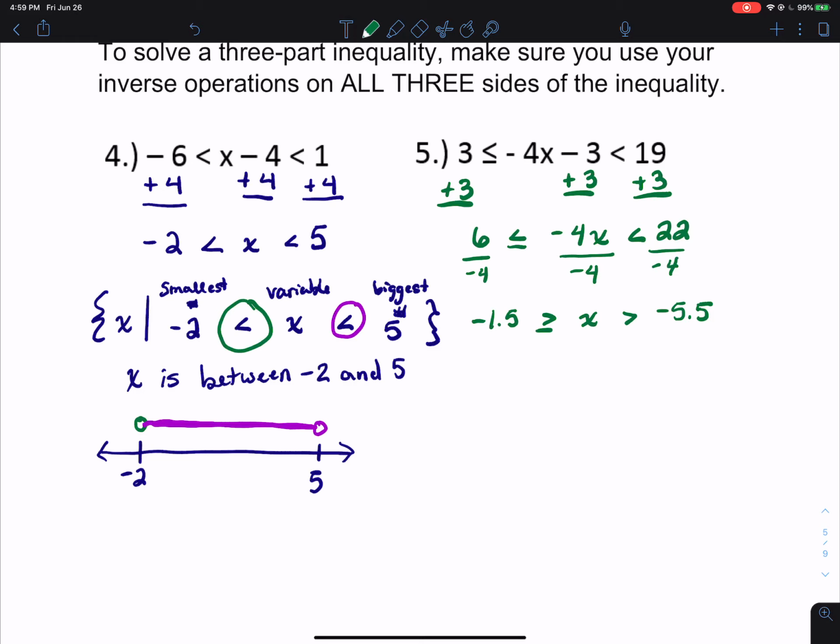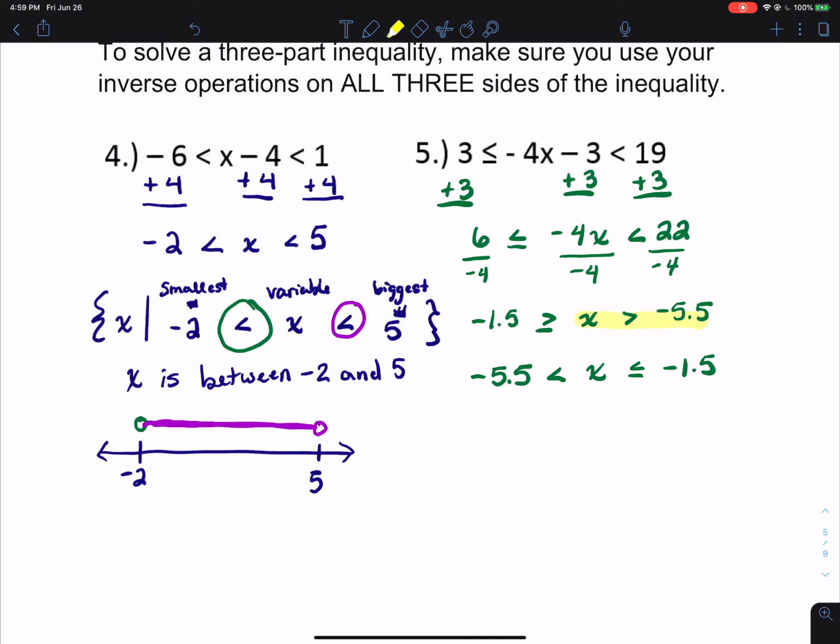Now if I'm thinking about writing this in set builder notation, I need the smallest number to happen first. That -5.5 is the smallest number. So I essentially need to write this inequality backwards. If I do that, I'm going to have -5.5 is less than x, which is less than or equal to -1.5.